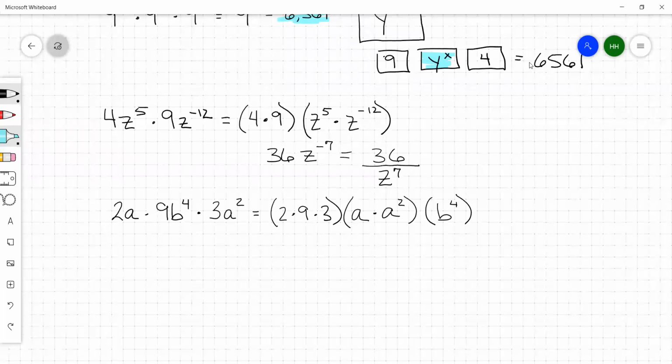So in simplest form, right here, that's a 1. It's implied. Don't forget it. We got 2 times 9 times 3. That's 54. a to the 1st times a squared, that's a to the 3rd. And then our b to the 4th has nothing to combine, so it stays b to the 4th. So there's your simplest form.